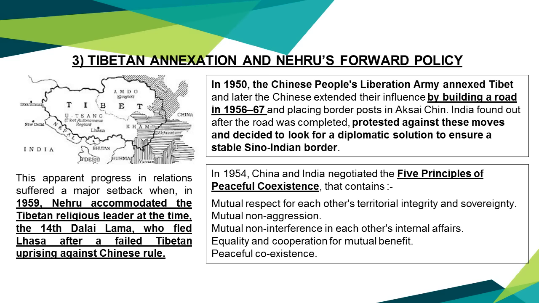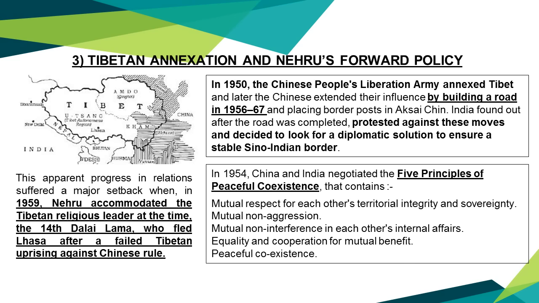This apparent progress in relations suffered a major setback when in 1959 Nehru accommodated a Tibetan religious leader, the 14th Dalai Lama, who fled Lhasa after a failed Tibetan uprising against Chinese rule.